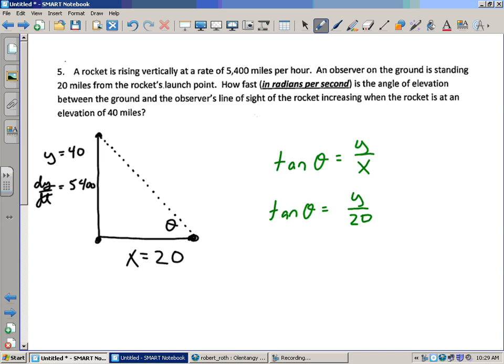Okay, next, we have it modeled. Let's take its derivative. So we have secant squared theta, d theta over dt, equals 1 over 20 dy over dt.